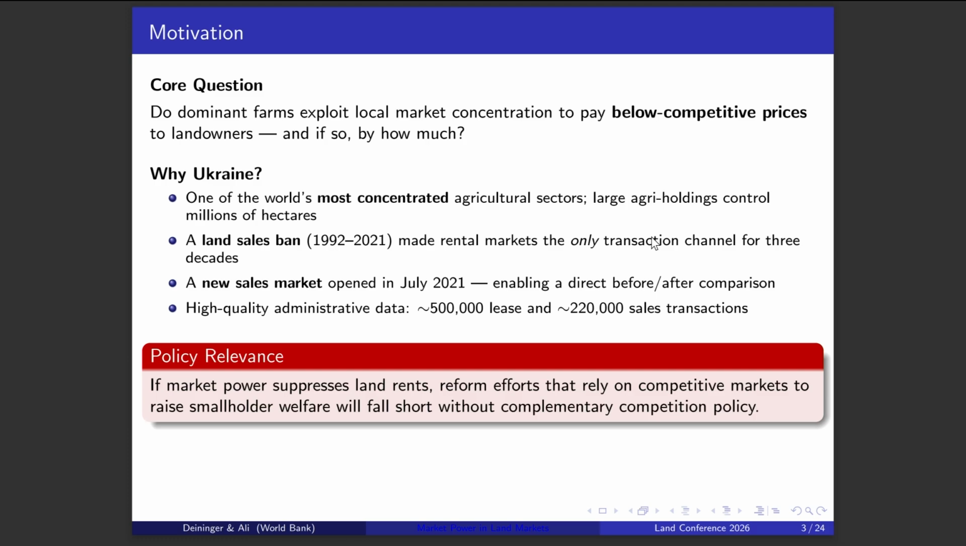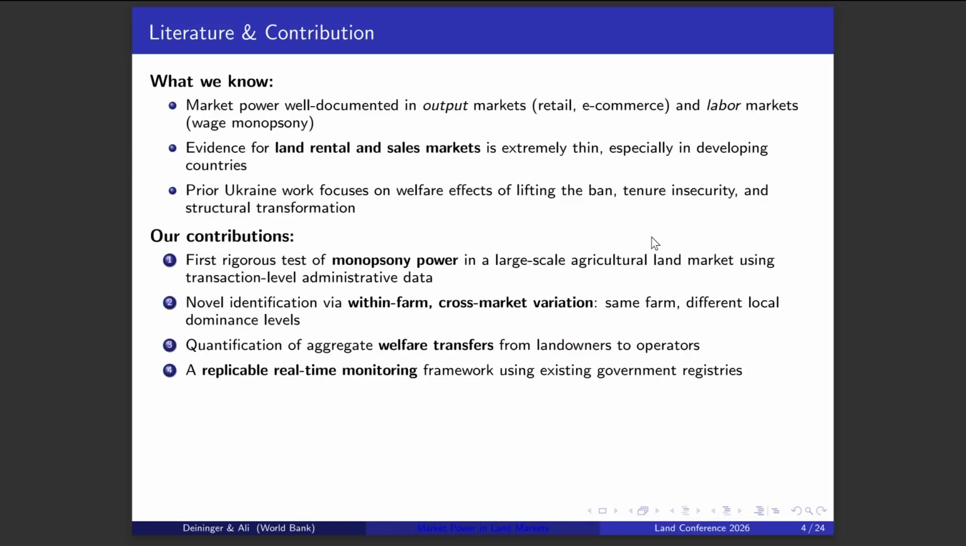The policy relevance is direct. If market power suppresses land markets or land rents, reform efforts that rely on competitive markets to raise smallholder welfare will fall short without complementary competition policy. I think I already talked about this, but prior Ukraine work focuses on welfare effects of lifting the moratorium, tenure security, and land consolidation or structural transformation.